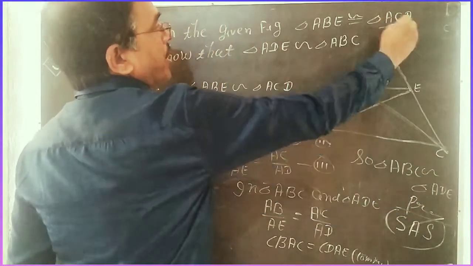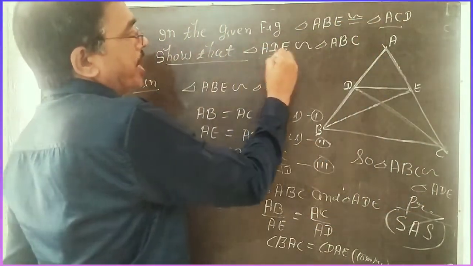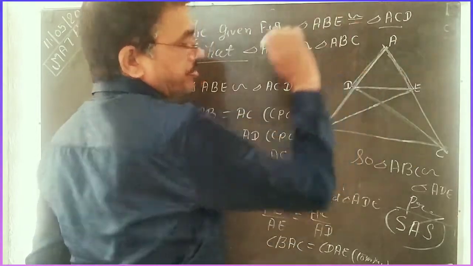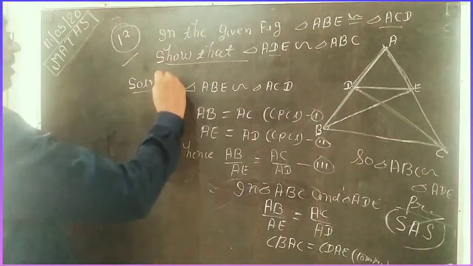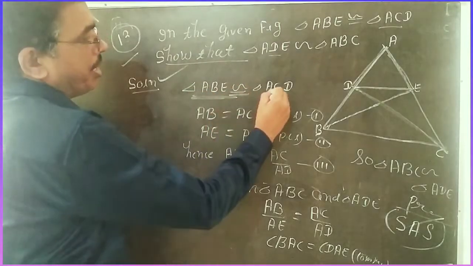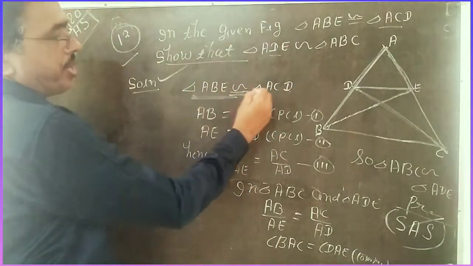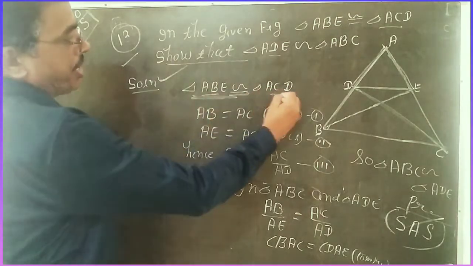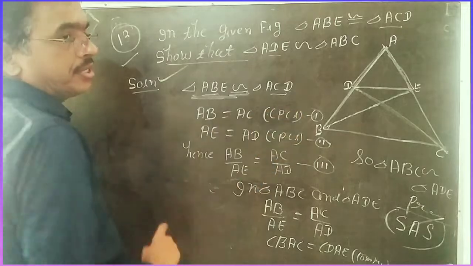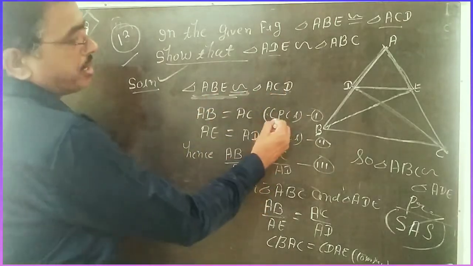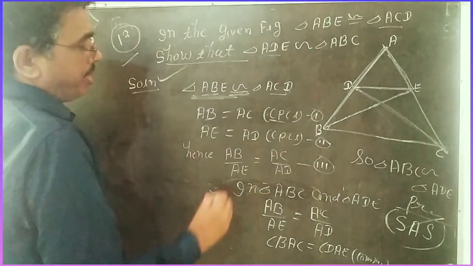ACD. Both are congruent. Then show that triangle ADE is similar to ABC. So dear student, first write the solution. Triangle ABE is congruent to triangle ACD, given. Then AB is equal to AC by CPCT. If two triangles are congruent, then their corresponding sides are equal. This is the corresponding part of congruent triangles.